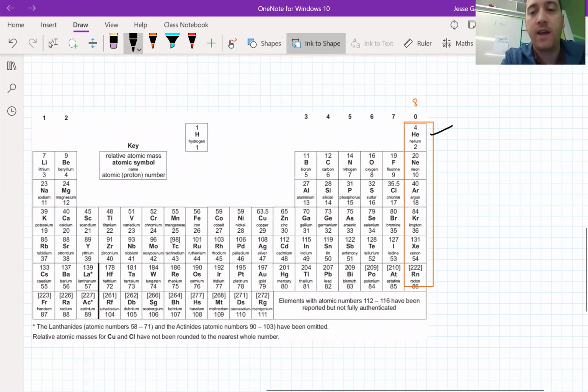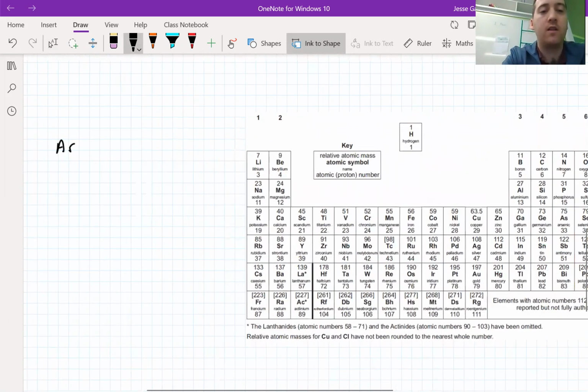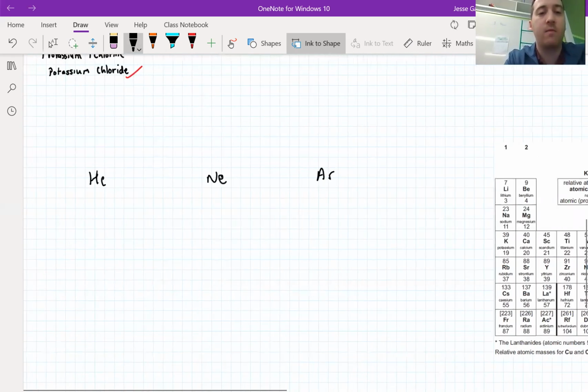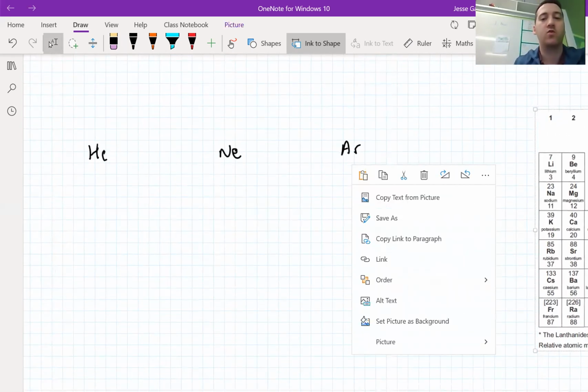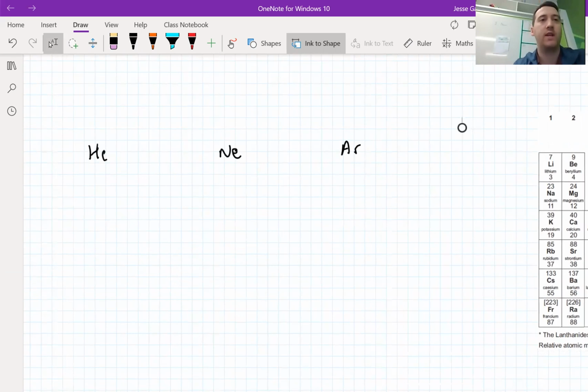Here we've got helium, He, neon, Ne, and argon, Ar. Why are these important? We're just going to figure that out by drawing their structures. So we're going to draw these atoms. I'm hoping you know how to do this, if you remember. We've got helium in the middle, and then we've got to draw the electrons.